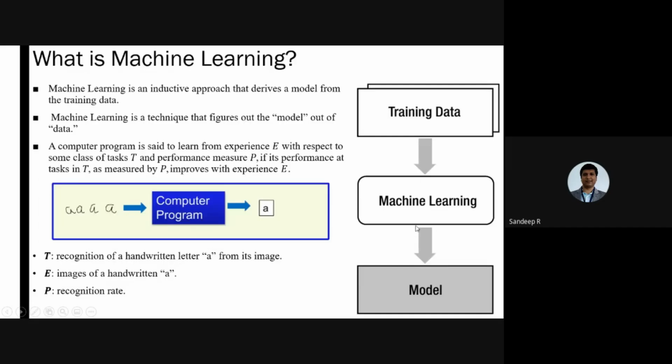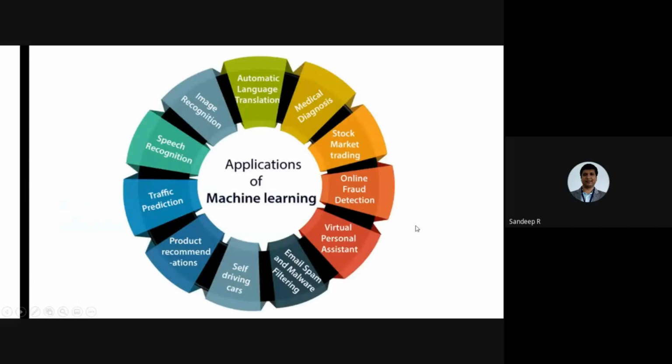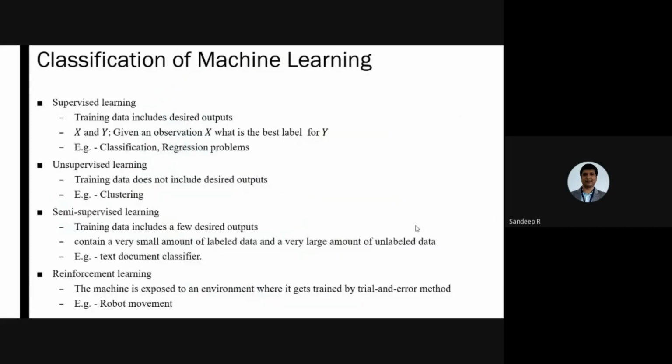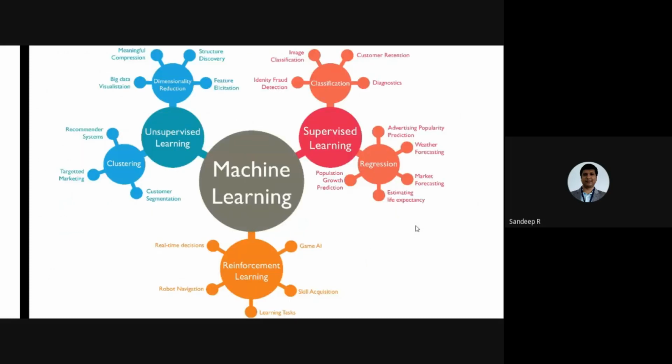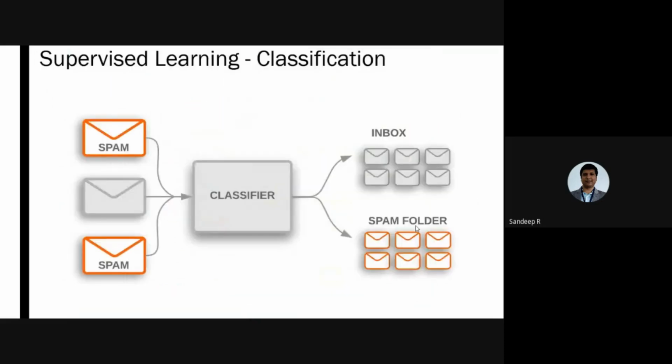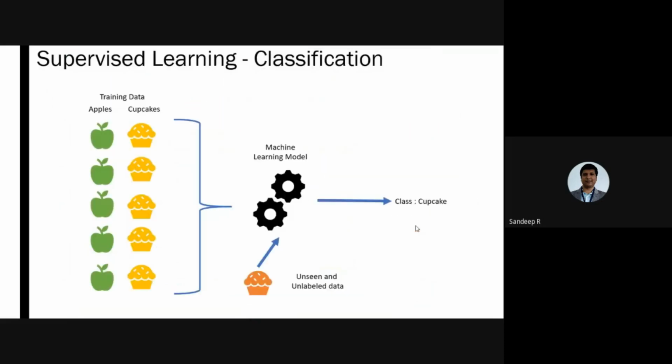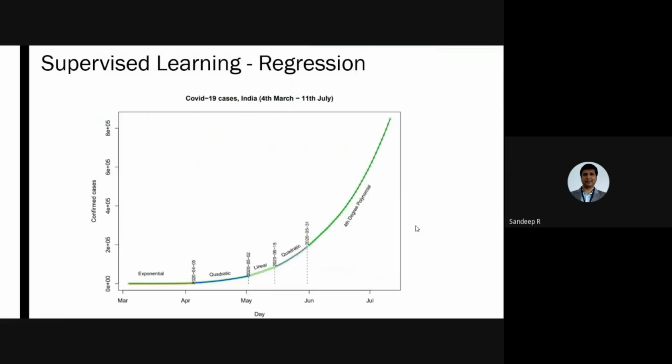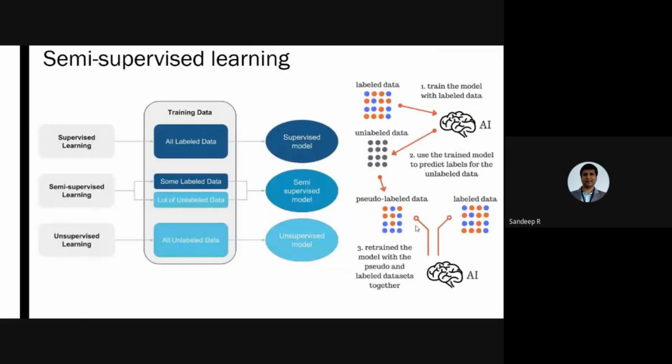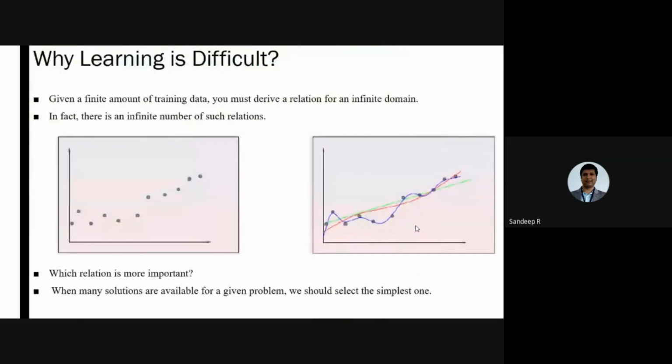So we will not go into the definitions and all, because that is already covered, and various applications, and Sir has already covered the classification of machine learning algorithms: supervised, unsupervised, reinforcement, and something as new as semi-supervised. So these applications are all already told. What I would like to do is go straight to why learning is difficult. I'll only talk about the practical aspects.